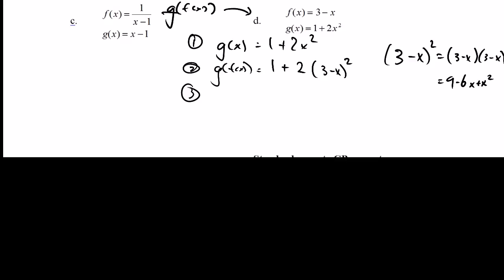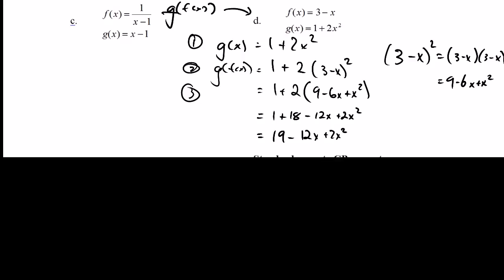And then if we bring that back, we're going to get 1 plus 2 times our 9 minus 6x plus x squared, which is equal to 1 plus 18 minus 12x plus 2x squared. We combine like terms: 19 minus 12x plus 2x squared is equal to our g of f of x. And that's it. We're done.